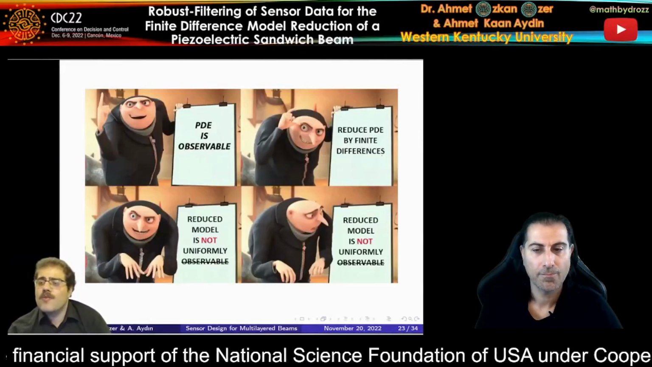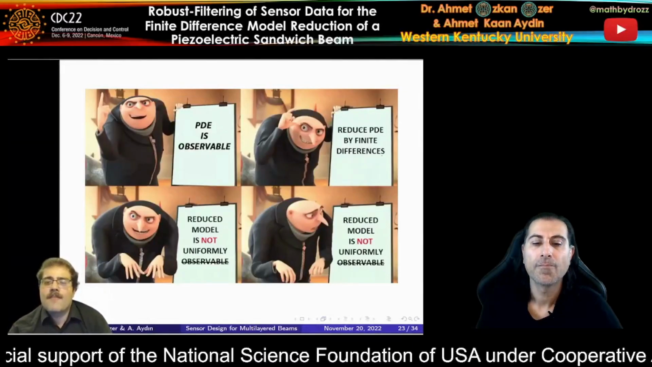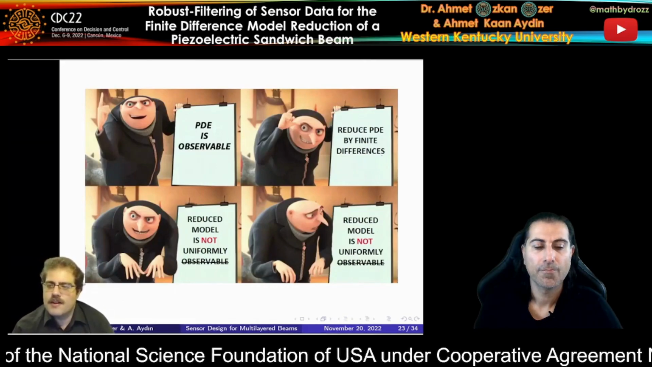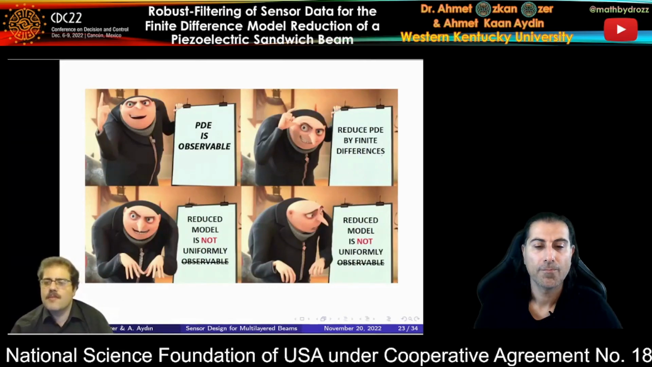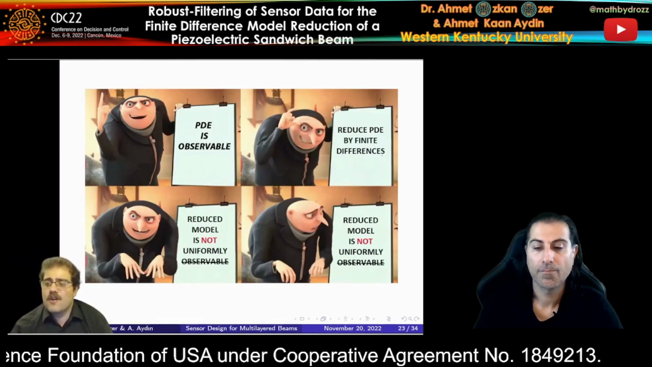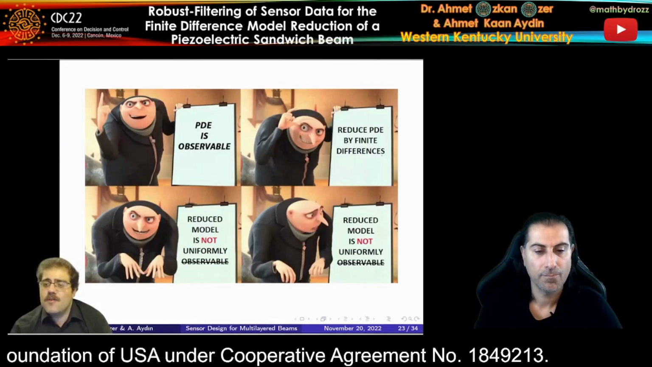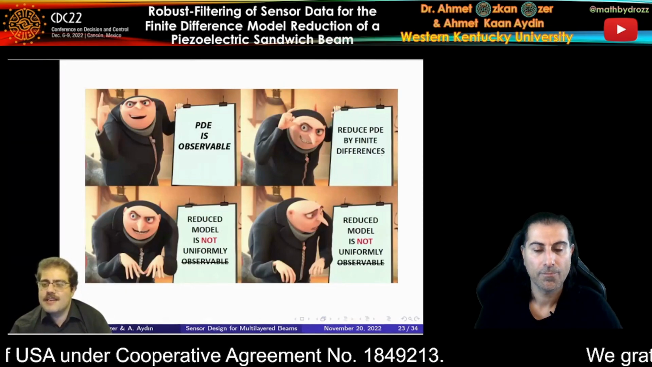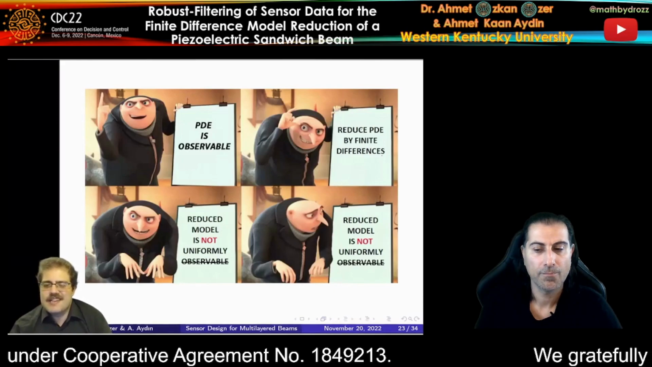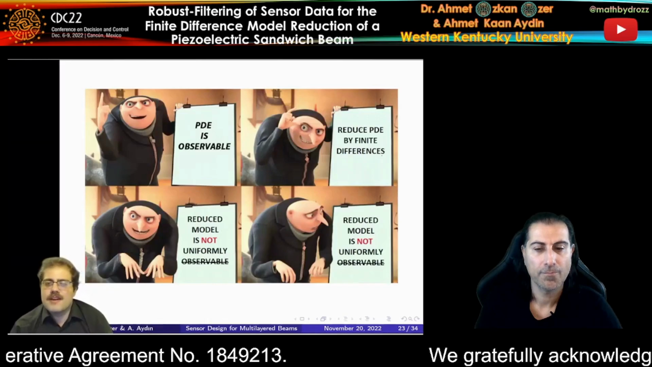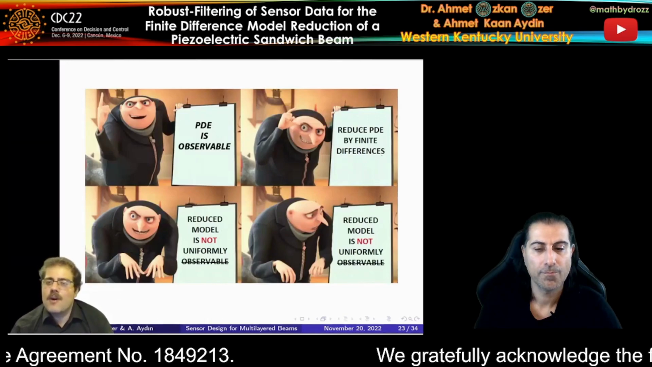So let's look at what we have done so far. We have proven that the PDE model is exactly observable, and we reduced the PDE model to finite dimensions by using a very well-known and well-tested method of finite differences. And what we end up having is that the reduced model is not uniformly observable. So we have a problem here, and we need to see what this problem is.